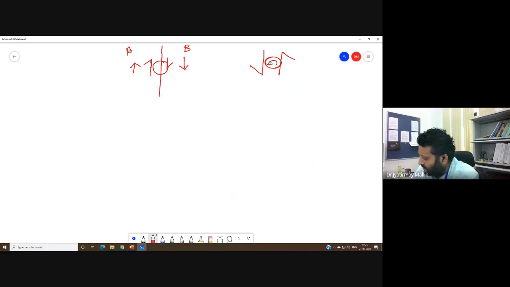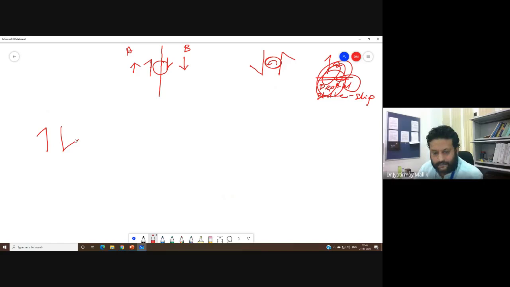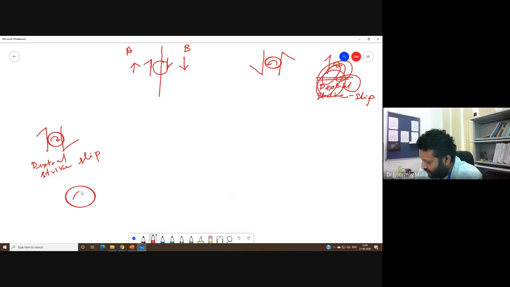And then if I observe something like this, in this particular case the ball will rotate clockwise. If the ball rotates clockwise, we call it dextral strike slip. Here I place my ball, this moves in the clockwise direction, and we call it dextral strike slip. And of course, if the ball rotates counterclockwise, we will call it sinistral strike slip.